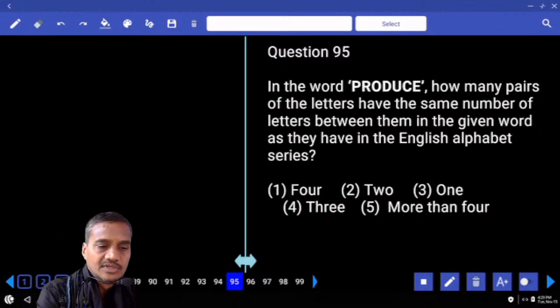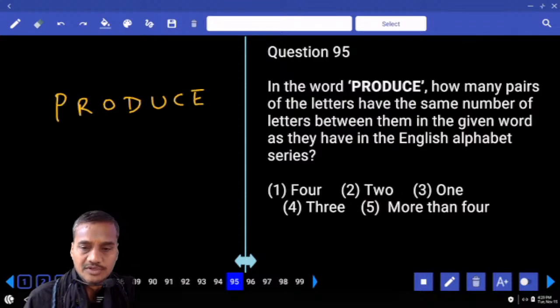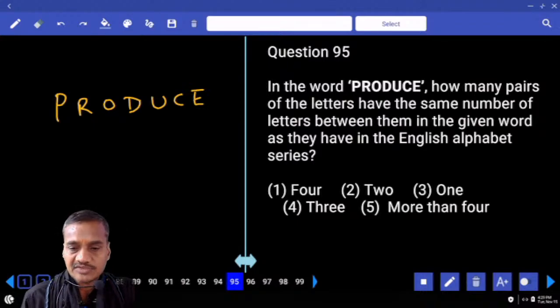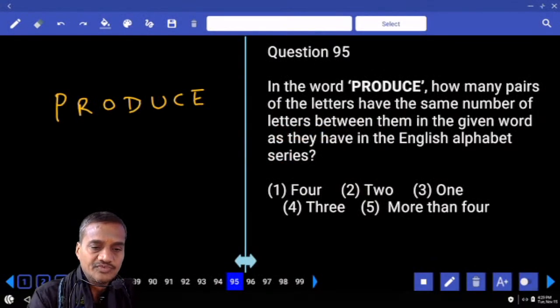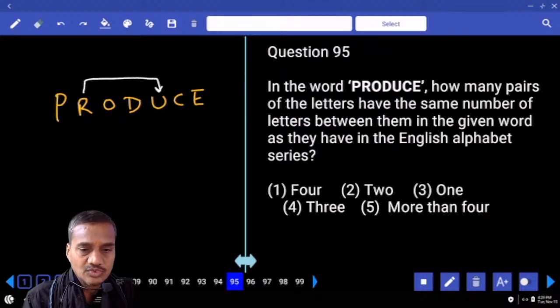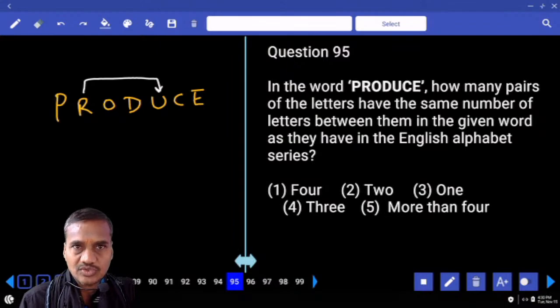Then 95, the word produce. P-R-O-D-U-C-E, produce. Now in this, how many pairs of letters have the same number of letters between them? That means pairs of letters. P, Q, R, S, T, U, V. R, S, T, U. R and U, there are 2 letters in between. R, S, T, U, V, W. O, P, Q, R, S. D, E, F, G, that's it. Left to right, there is only one pair.